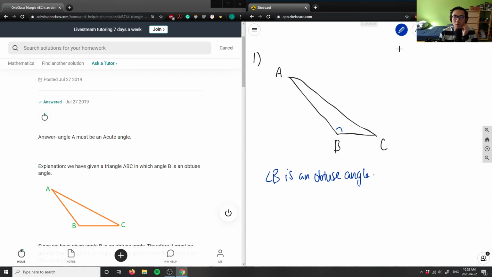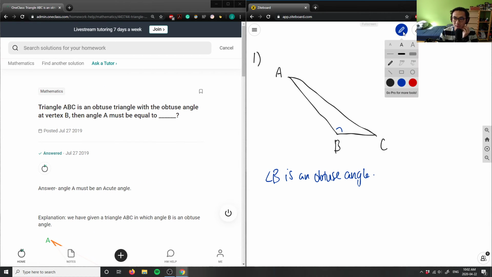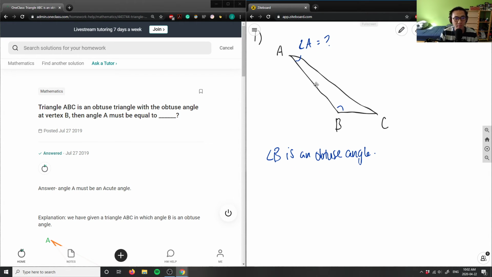So what can be said about angle A? We're finding this angle here. Angle A is equal to what, or what could be the possible values of angle A? Take a moment to think about this question. Think about what the word obtuse means, and what an obtuse triangle entails.